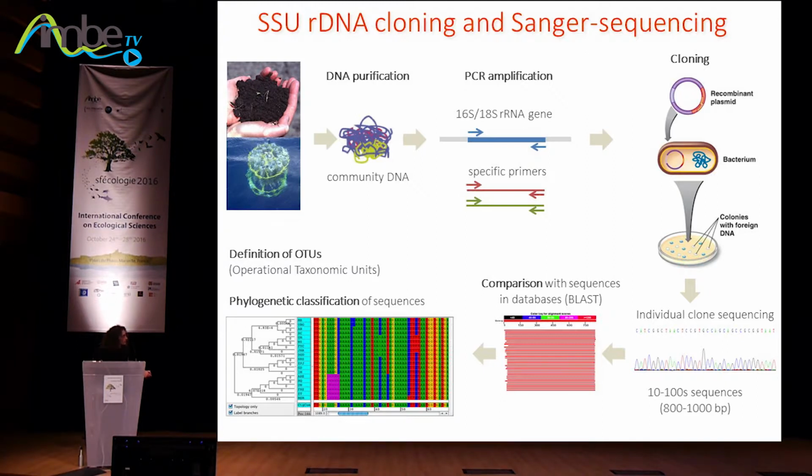And once you sequence them, you can compare these sequences with sequences existing in databases, reconstruct phylogenetic trees, including your environmental sequences plus those in the databases, and identify monophyletic groups of sequences that share more than a given percentage of identity, and define in this way operational taxonomic units that are usually defined at thresholds like 97, 98%. That would be the equivalent of the species level for bacteria and archaea, for instance.